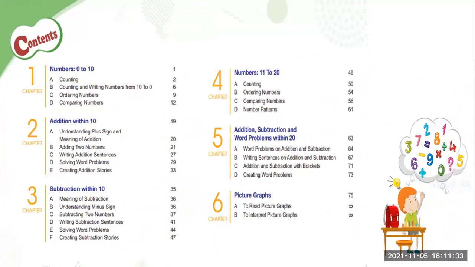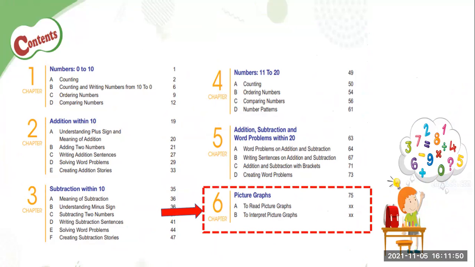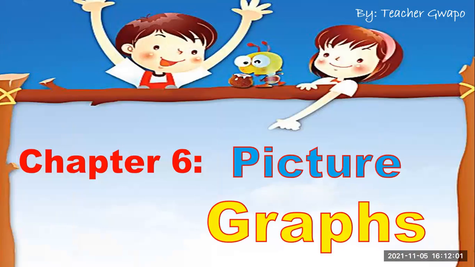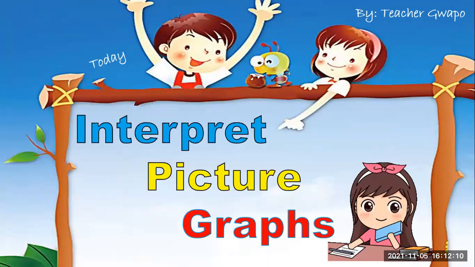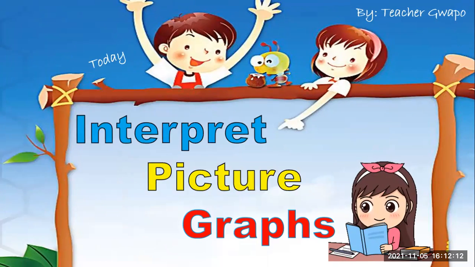So in the previous lesson, I already told you that we are done with chapters 1, 2, 3, 4, and 5, and in chapter 6, we are here now. Last time we learned how to read picture graphs, and today we will focus on how to interpret picture graphs. Chapter 6, picture graphs: previously we read picture graphs, and this time we will try to interpret them.